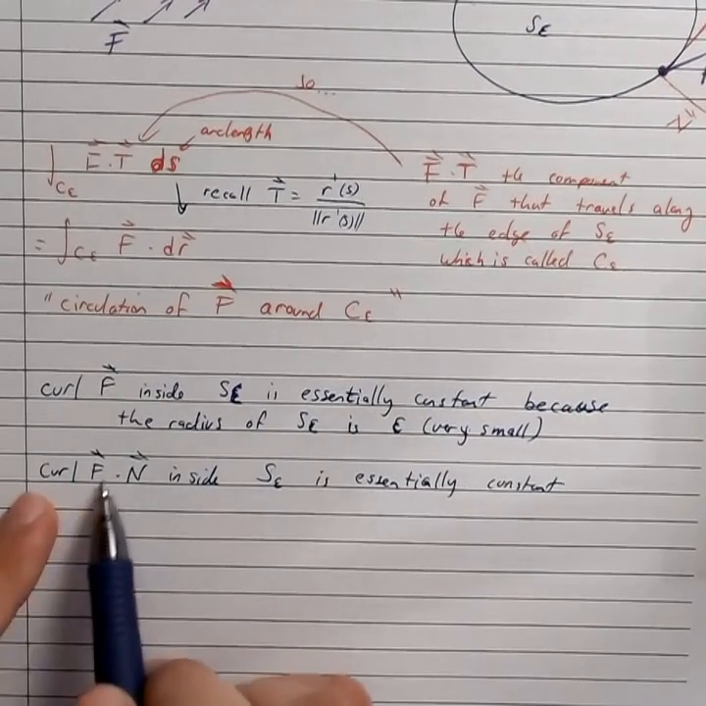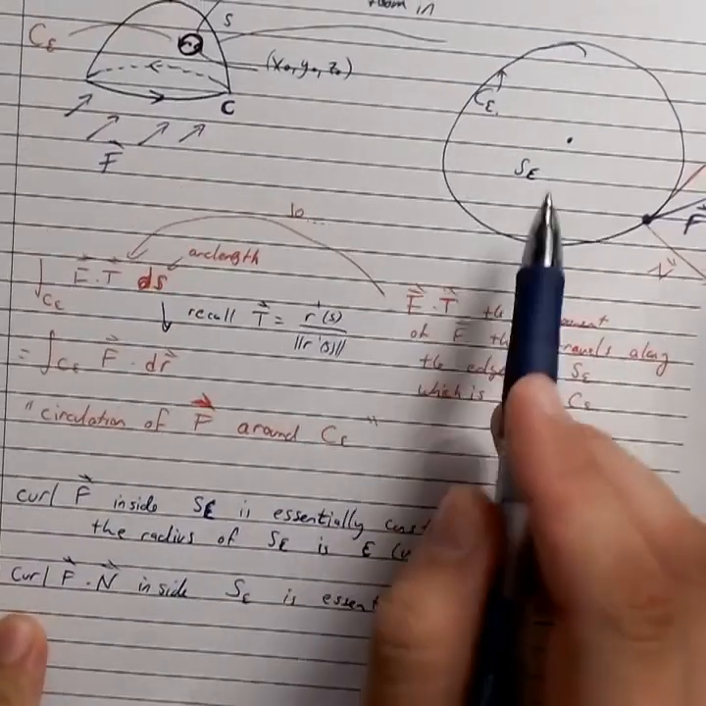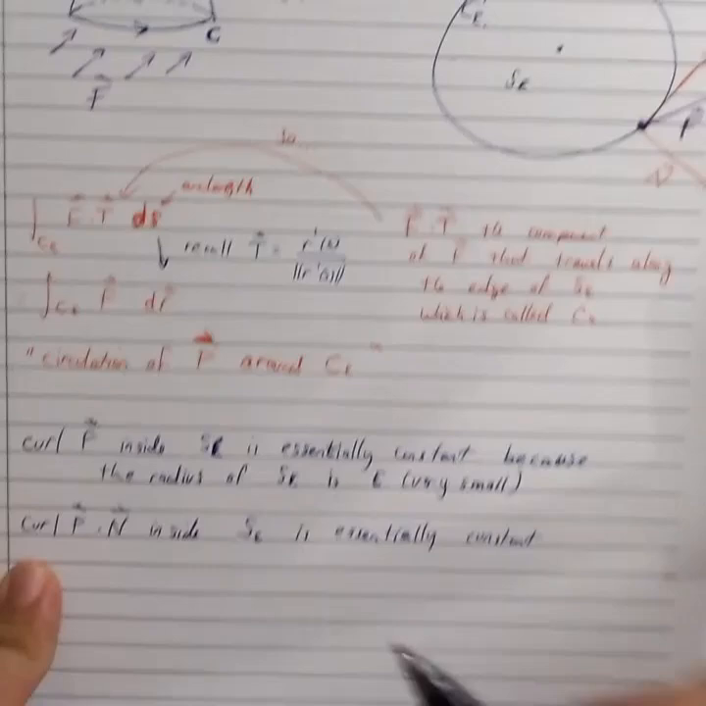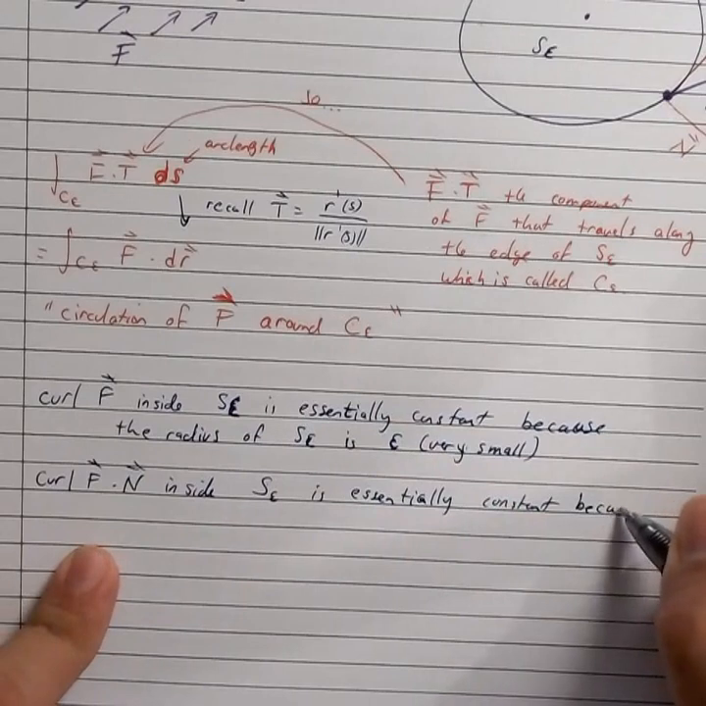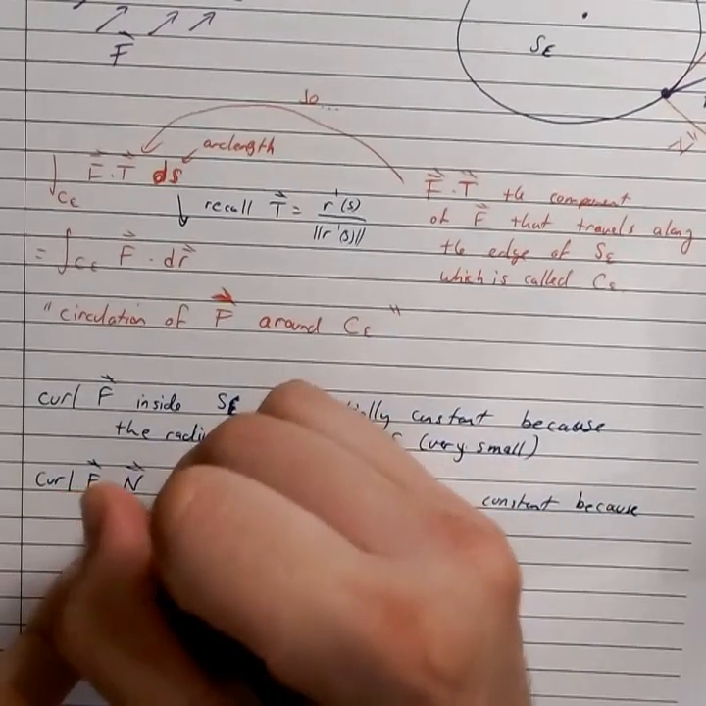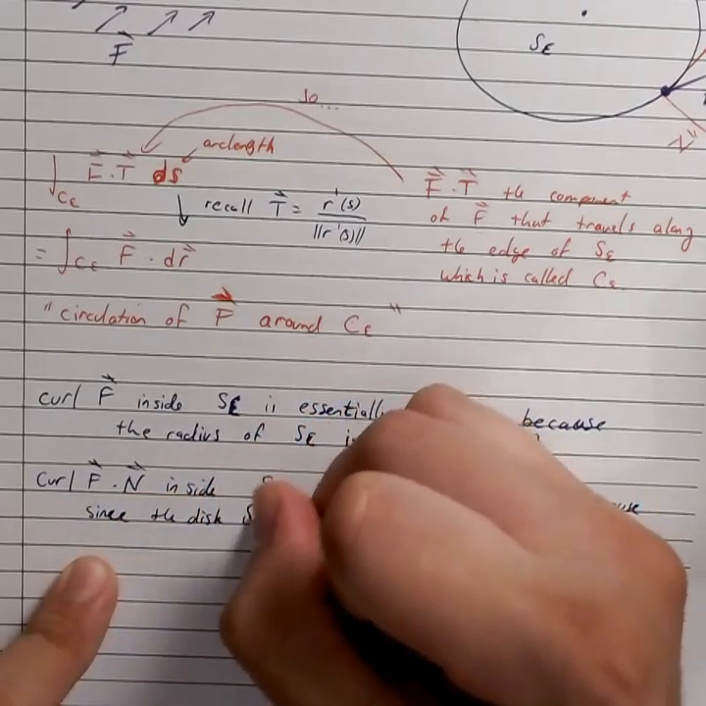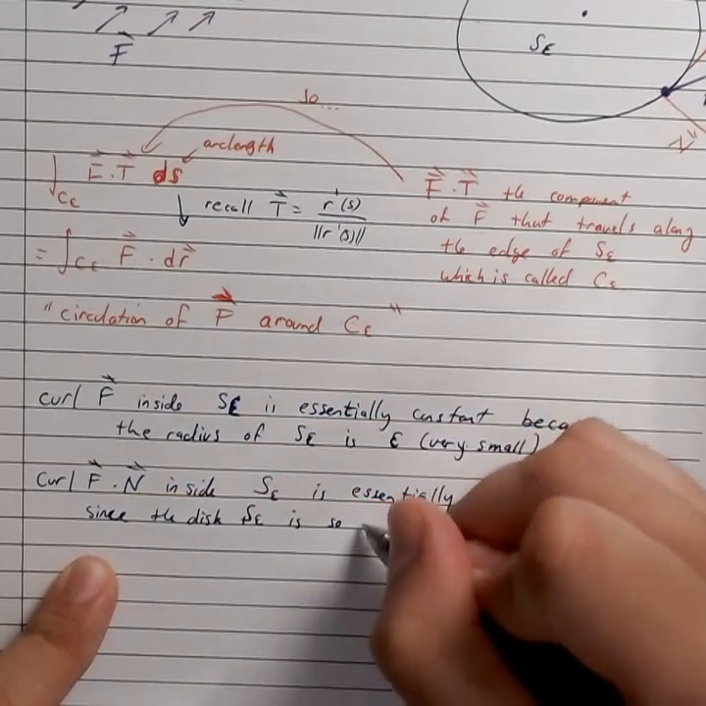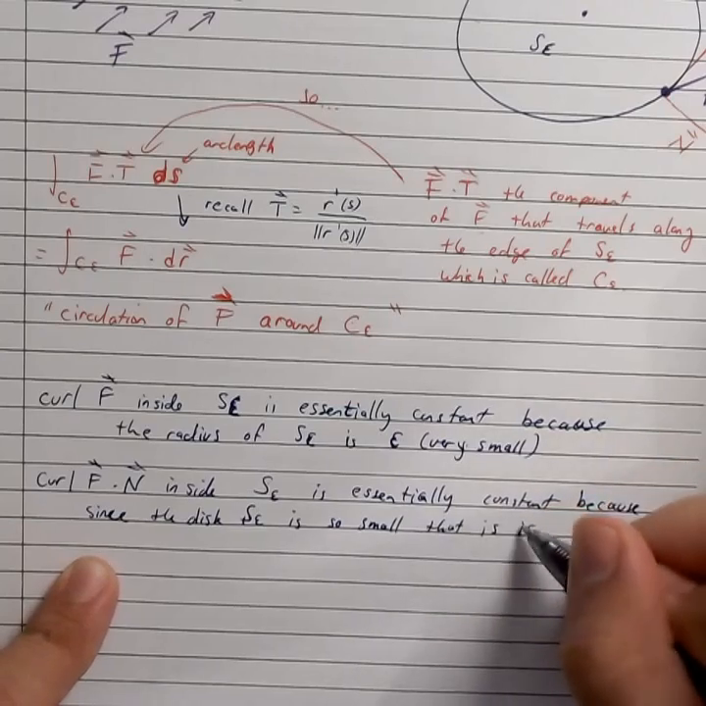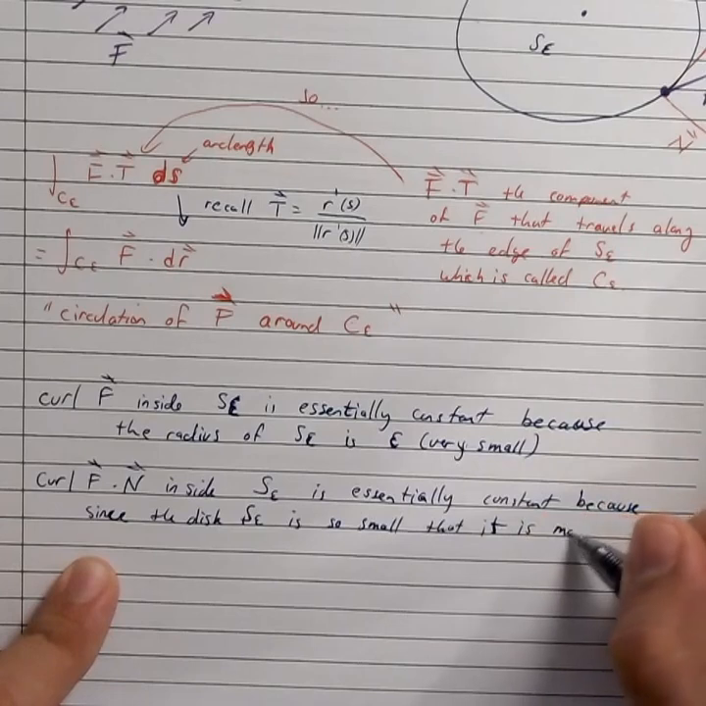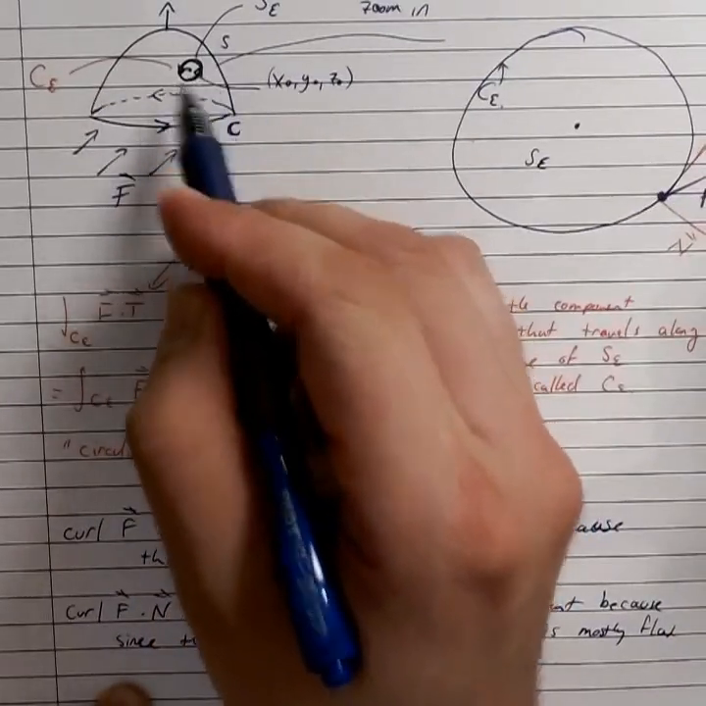Because, well, let's see. These don't change much. And here, as long as I'm inside of this little disk, notice this little disk is basically flat. So it is essentially constant since the disk S sub epsilon is so small that it is basically flat, that it is mostly flat. It doesn't matter how curved this is. If you take a small enough little disk, it's flat.